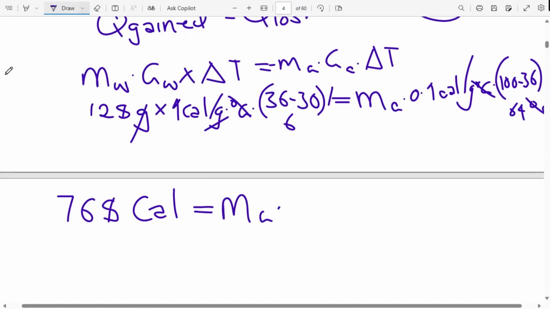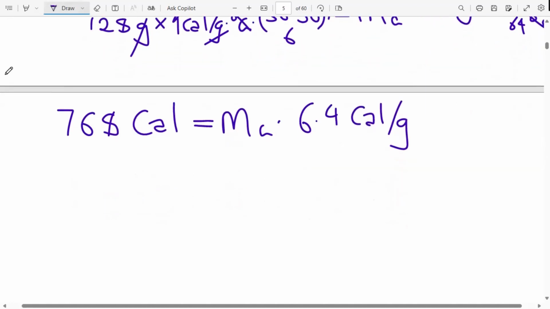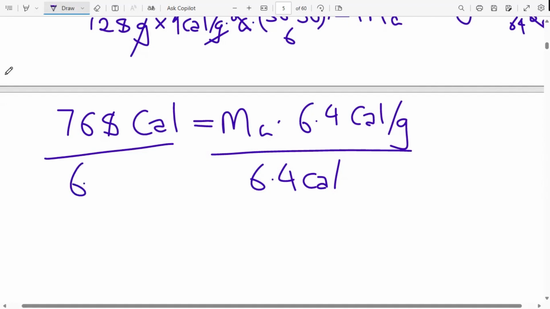And what am I getting by so doing? On the left-hand side, I'm getting 6.4 calories per gram, like this. So this is the formula that I'm remaining with. And the thing that I'm trying to calculate is the mass of my copper. So I can just divide both sides by 6.4 calories. This is per gram. Even this side, I can just put per gram. So this will cancel out like this.